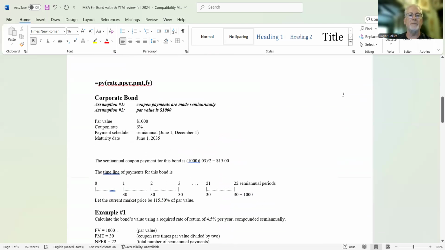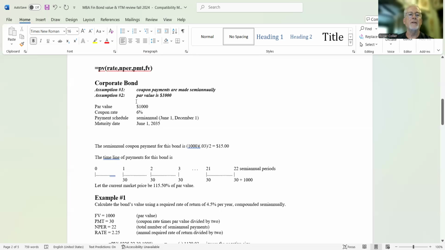So let's look at an example. Let's imagine a corporate bond that has a par value of 1,000, a coupon rate of 6%, and remember, coupon rates are always quoted per year, a payment schedule of semi-annual, but now we have a little more information, semi-annual on June the 1st and December the 1st, and a maturity date on June the 1st of 2035.